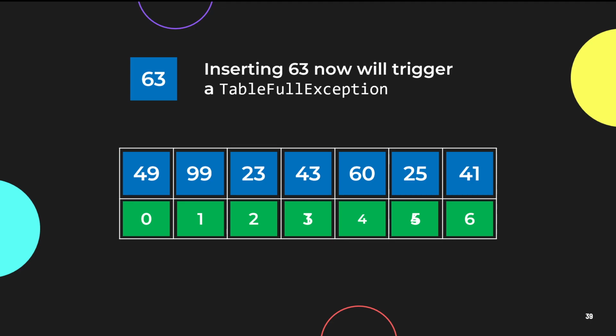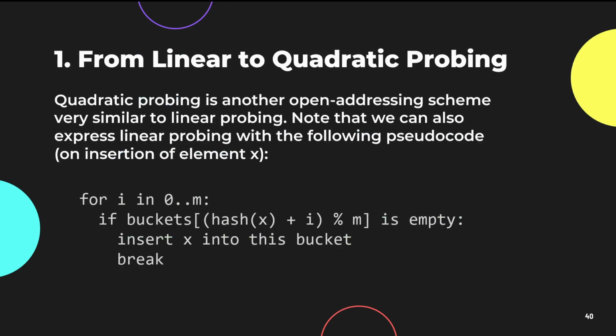Okay. Then next we will handle quadratic probing. With linear probing, we probe with i from 0 to m. That means for every possible bucket, we check the next one, and if there is an empty slot, we insert. That is linear probing. But what about quadratic probing?